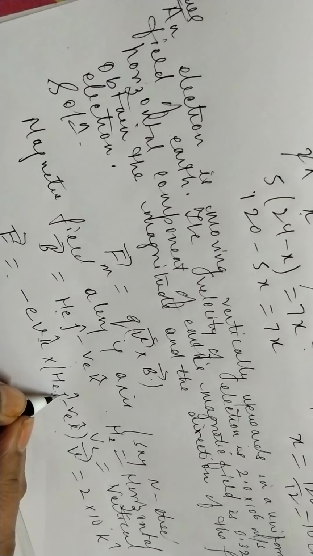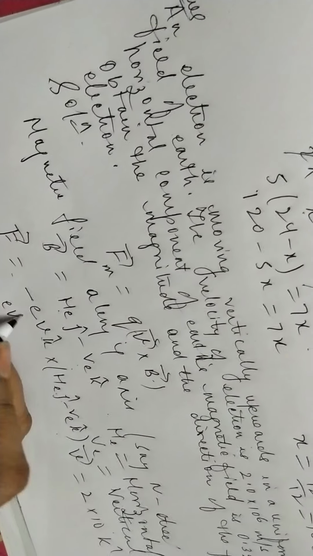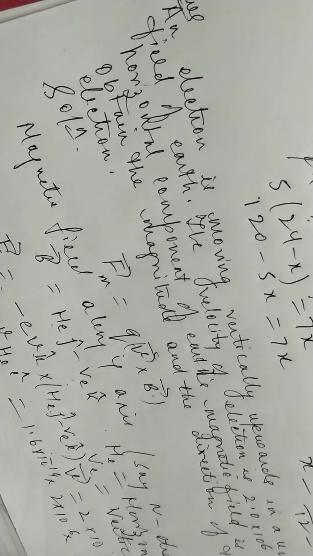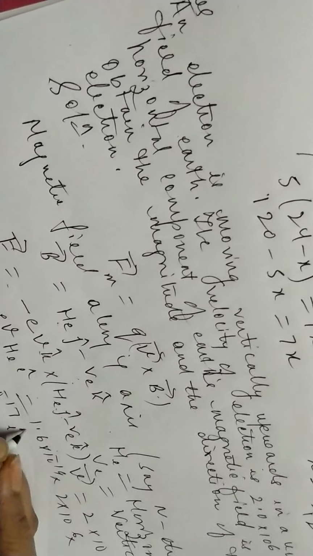If we take out the values, k caret cross j caret, this becomes minus i caret, and minus minus is plus. So it is e V H_E i caret. Well, let us substitute: this is 1.6 into 10 to the power minus 19, times 2 into 10 to the power 6, times 0.32 into 10 to the power minus 4 i caret. So finally we get this as equal to 1.024 into 10 to the power minus 17 i caret Newton. So this is what we have got.